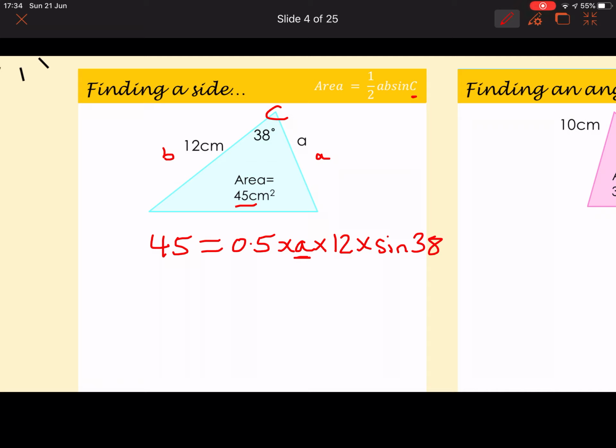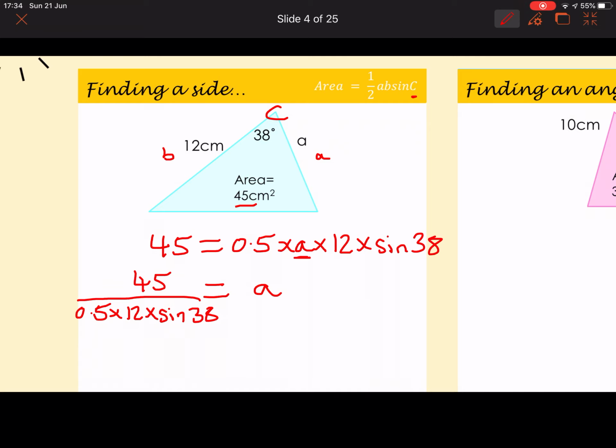Now we need to do a bit of rearranging. Now can you see everything on the right hand side is all multiplied together? So to get rid of all of that, I need to divide by it. So that is the same as me saying that A is equal to 45 divided by 0.5 times 12 times sine 38.